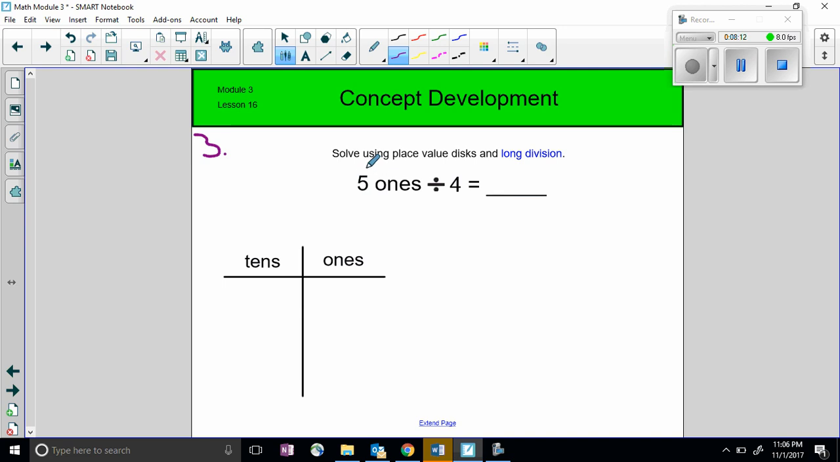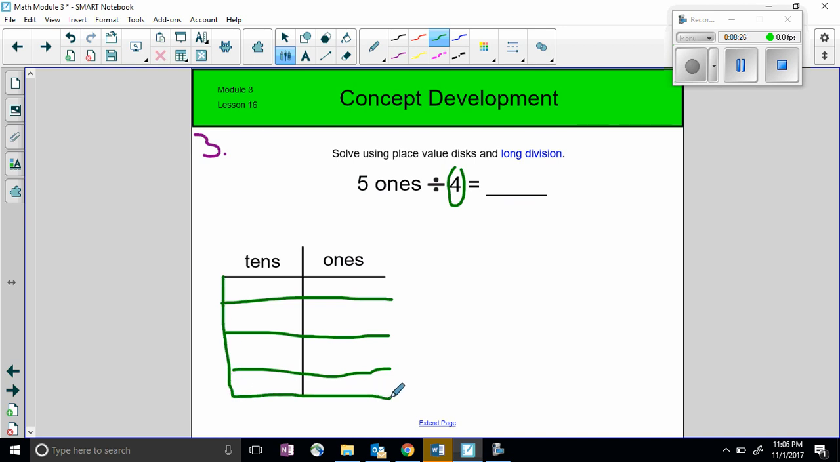So, 5 1s divided by 4. Alright, so for this one, I'm going to need 4 groups. Split that. When I split half into 2, I get 4. So there are my 4 groups. Bloop, bloop, bloop. 1, 2, 3, 4. Ta-da! Alright, what place value am I working with? 1s. Sweet. How many do I need of them? 5. 1, 2, 3, 4, 5.